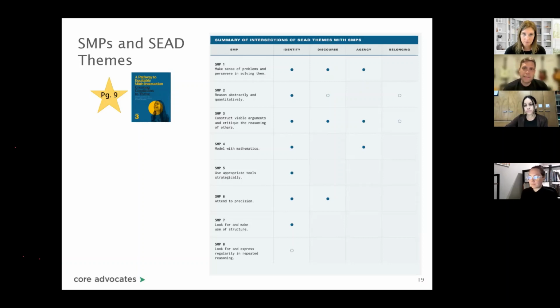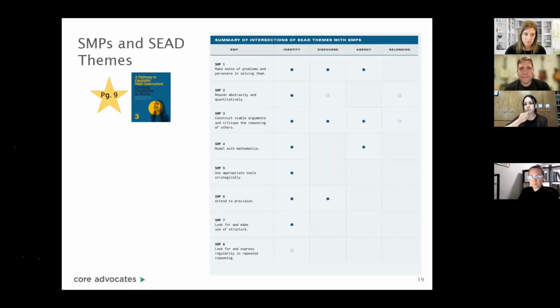If someone has that strong sense of agency, that they know they can get to their solution, and it doesn't have to be prescribed to them, they don't have to follow a blueprint, they can problem solve to get there. To me, that aligns really well with SMP1.